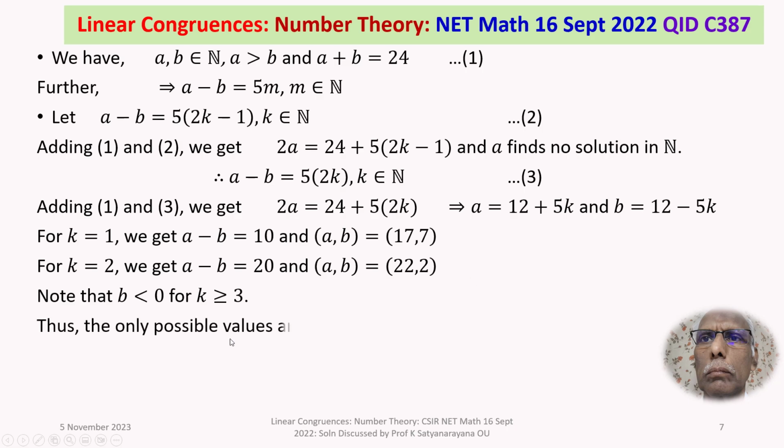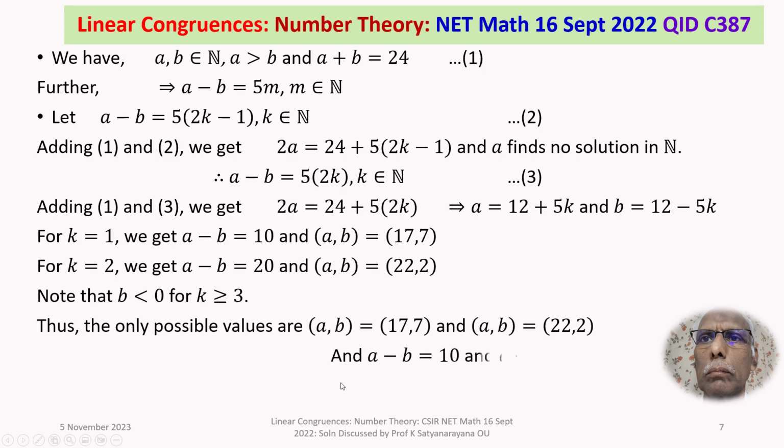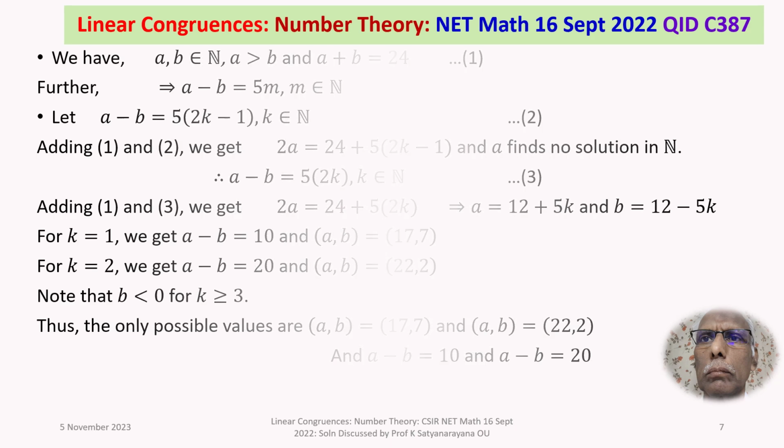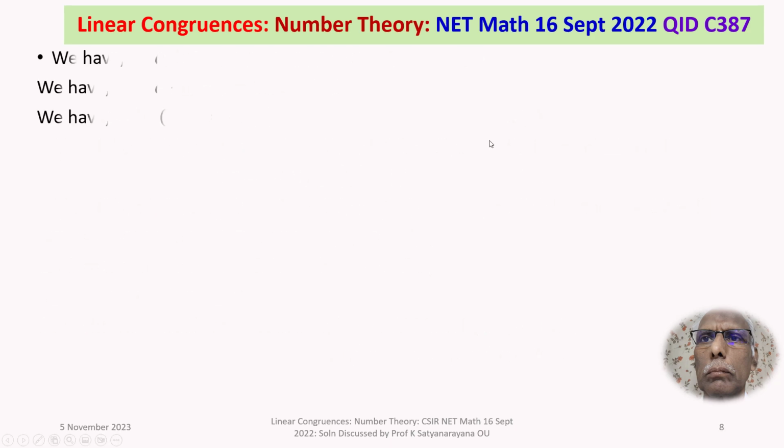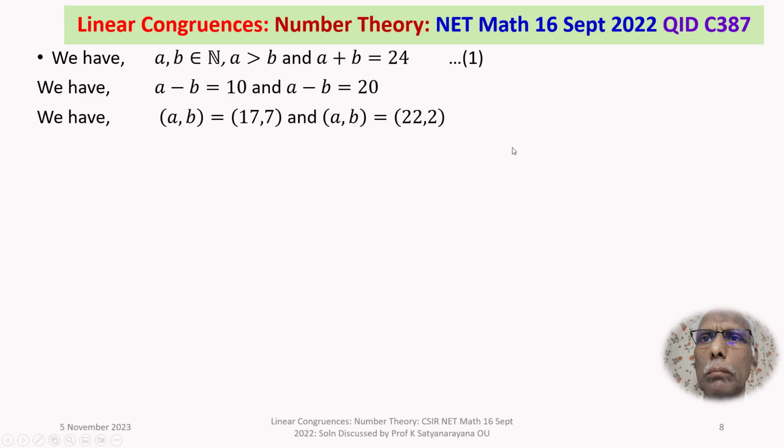Thus the only possible values for a comma b are 17 comma 7, and a comma b is equal to 22 comma 2, with a minus b equal to 10, and a minus b equal to 20. Agreed. We continue for the further discussion. That's what we have done so far.